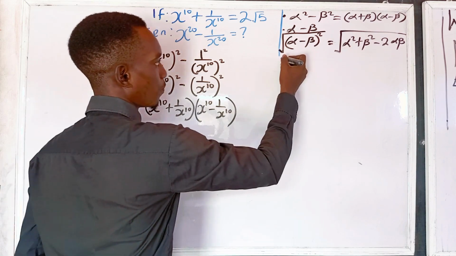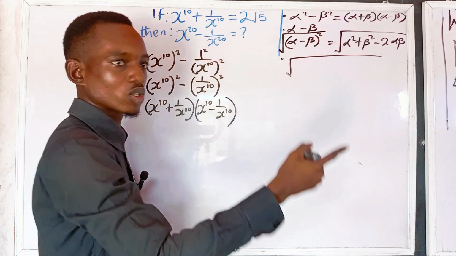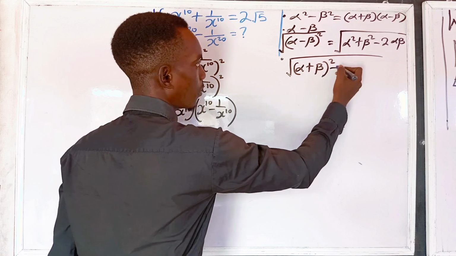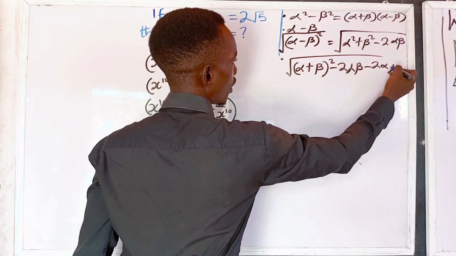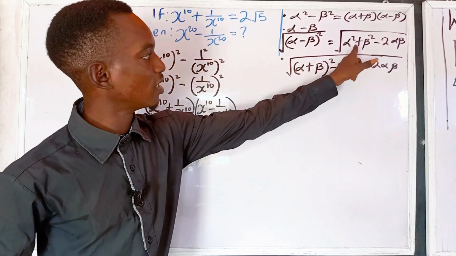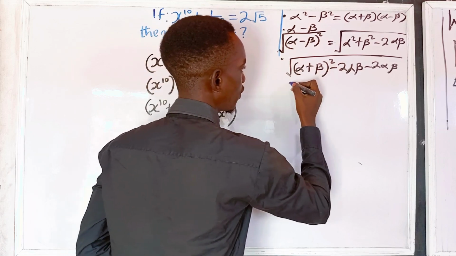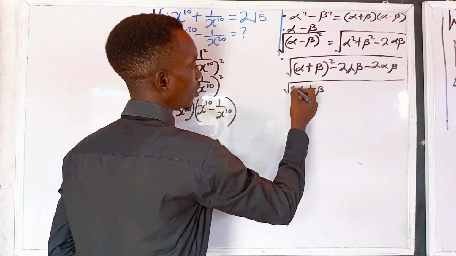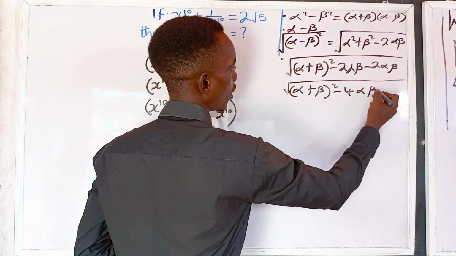We can also rewrite this as the square root of alpha squared plus beta squared, which will give us alpha plus beta all squared minus 2 alpha beta, then minus 2 alpha beta right here. Okay, so now we have simplified this to this. Now, going further, we can say this would give us the square root of alpha plus beta all squared. Then when you subtract this, you have minus 4 alpha beta.